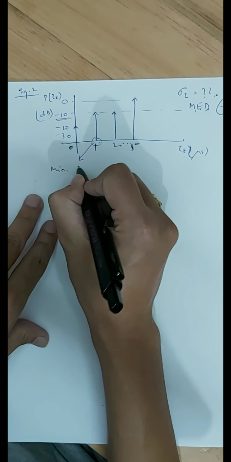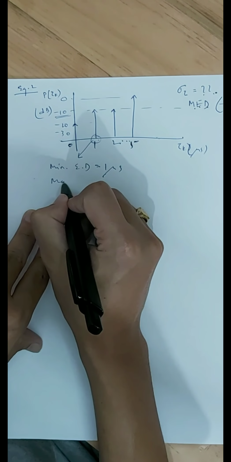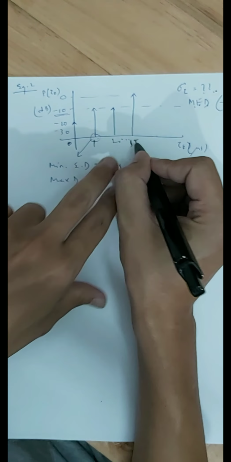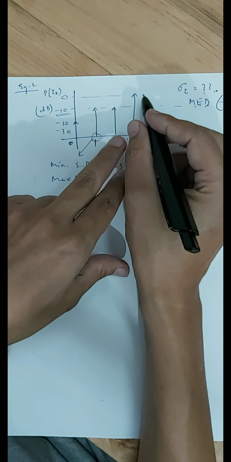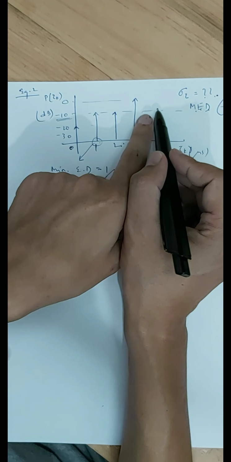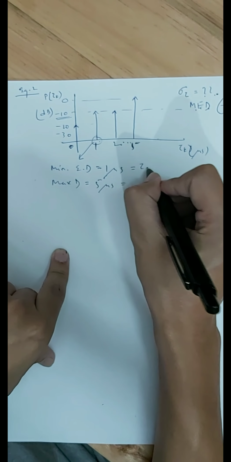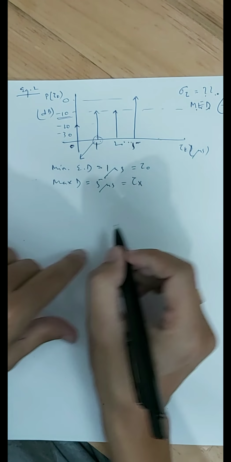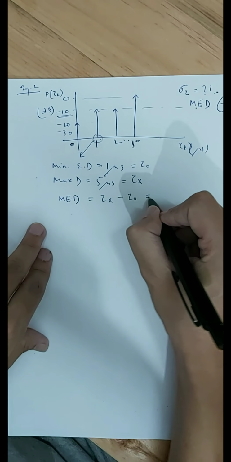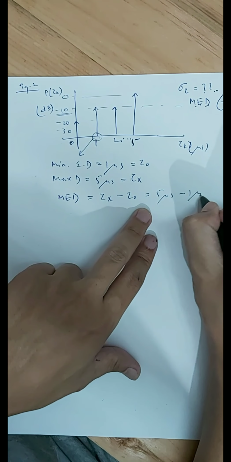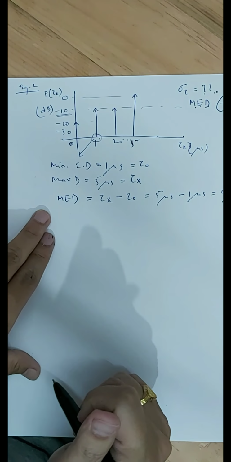So your minimum excess delay is 1 microsecond, and your maximum delay is the last peak before it crosses the threshold, that is 5. This is 5 microsecond. This is your tau naught, this is your tau x. So maximum excess delay will be given by tau x minus tau naught, that is 5 microsecond minus 1 microsecond, that is 4 microsecond will be your maximum excess delay.